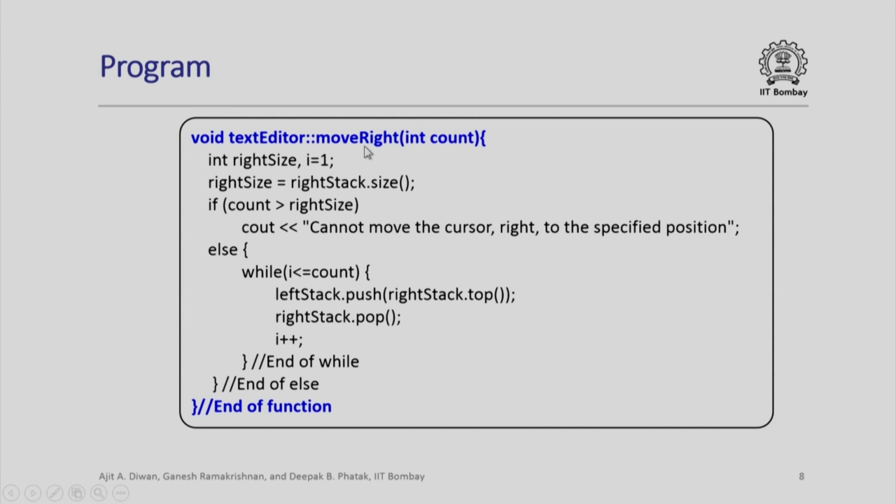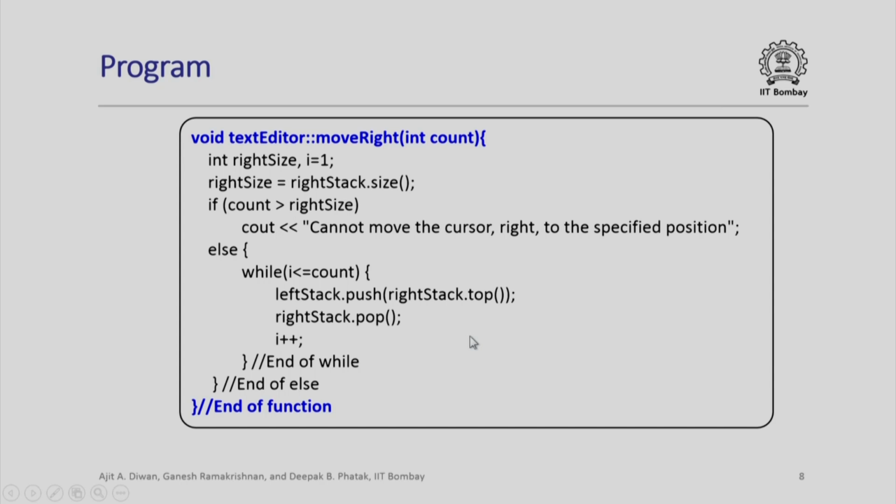So, when I do this iteration, it will move the cursor left by so many positions. Similarly, move right is written. In move right, I have to move the cursor to the right, that means all operations will be on the right stack. I find out the size of the right stack. I will of course check if the count is greater than the right size, then I cannot move the cursor. But otherwise, all that I do is I set up an iteration and I do exactly the opposite of what I did earlier. I push onto the left stack the top of the right stack, and once I push the top element, I pop it off. This will move the cursor to the right.